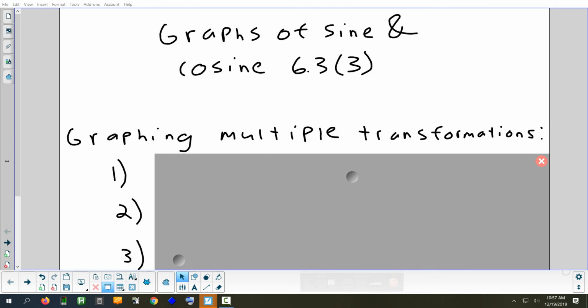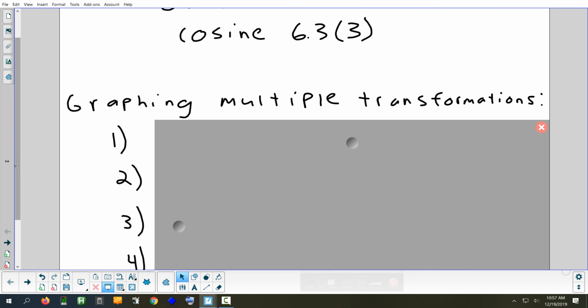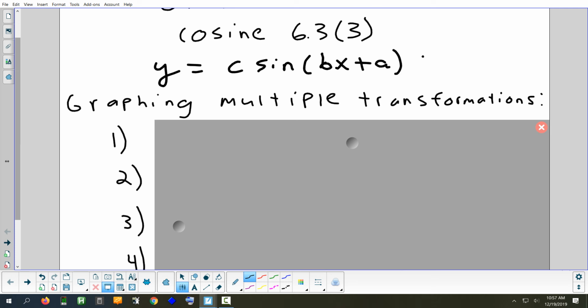So remember the order that we always follow. I'm going to write it down as an equation and use the letters I've been using all week. y equals C sine (Bx plus A) plus D. Now it could be plus or minus D, it could be plus or minus A. It just depends on which way you're shifting. And it could be sine or it could be cosine. Either is fine.